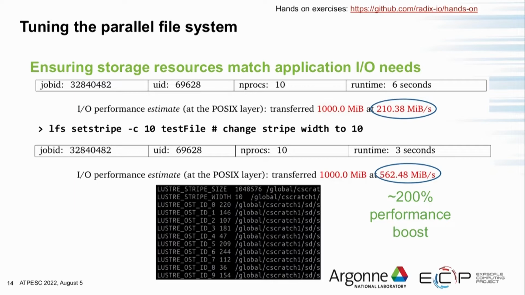And you can see that Darshan is able to reflect the different stripe settings here at the bottom. So still a stripe size of 1 megabyte, but we're striping this over 10 servers, and it gives us a pretty big performance boost, actually, for a really small toy workload. So you can imagine as you scale up how important this might be.